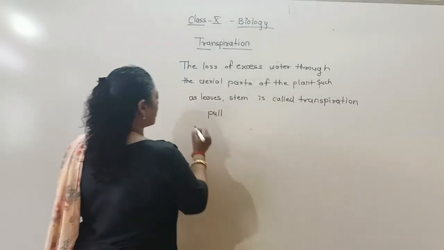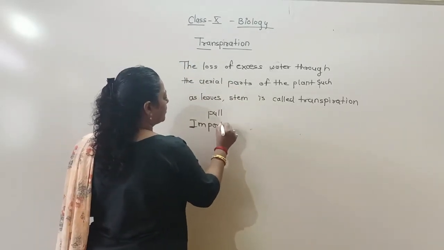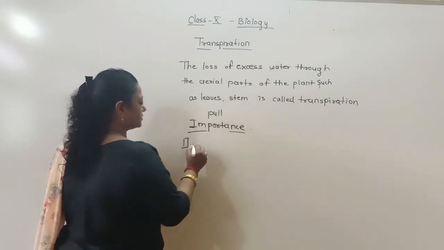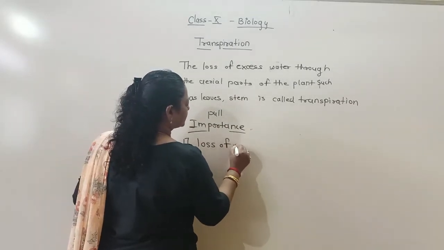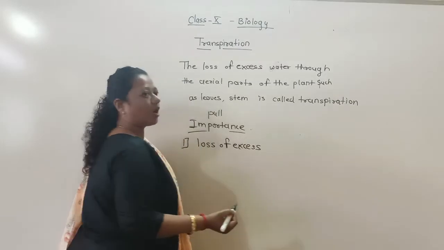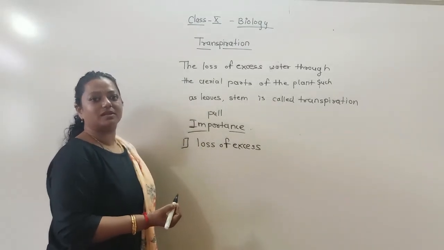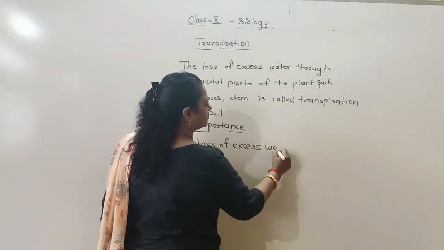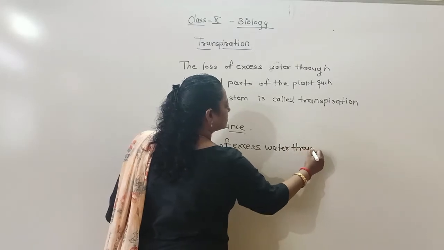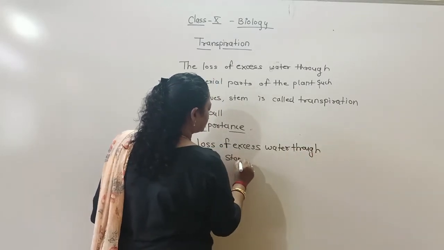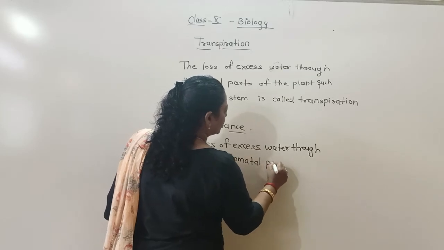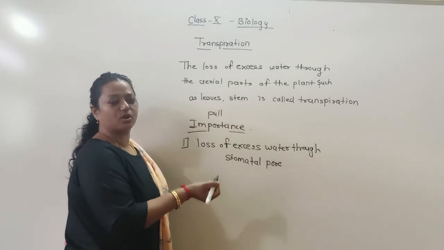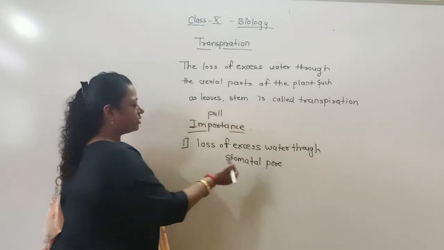So what is the importance of this transpiration process? The first importance of the transpiration process is the loss of excess water. Excess water is not accumulated in the parts of the plant, so that the plant may not decay. To avoid it, there is loss of excess water through the stomatal pore. Students, about stomata I have talked a lot. I told you it is present at the lower surface or the lower epidermis of the leaf. Understood? So this is one important point.